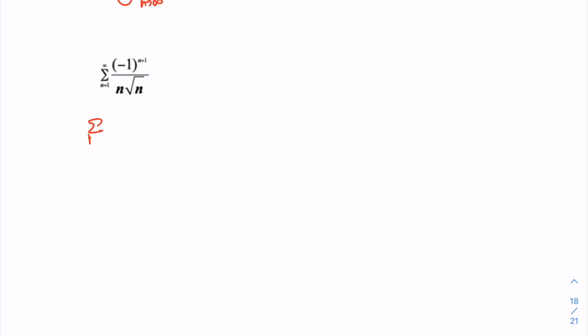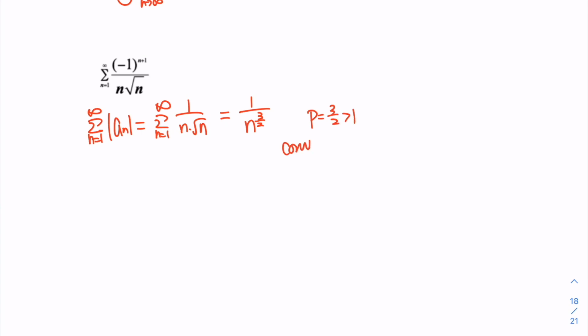We put the absolute value there. So this is the p-series, with p equals 3 over 2, which is greater than 1. So this series will converge. So the absolute value converges, and our final conclusion is the series converges absolutely.